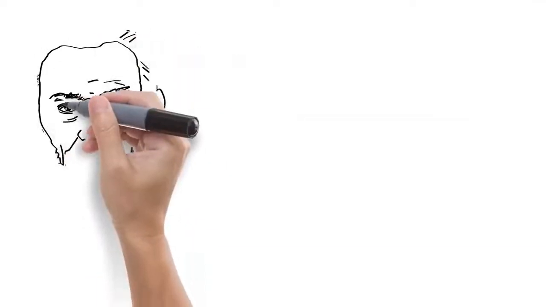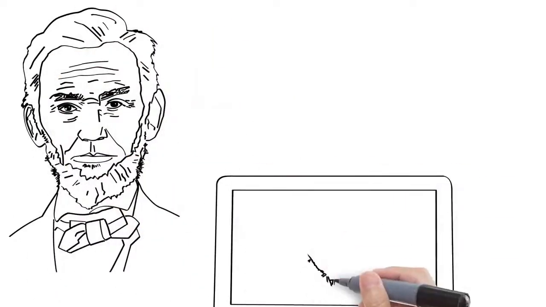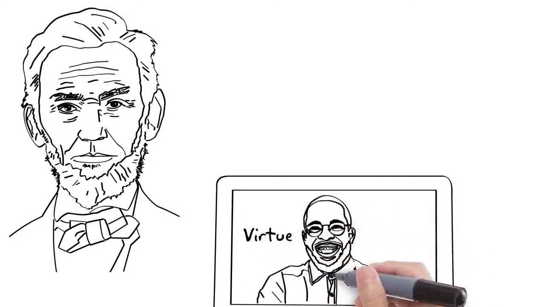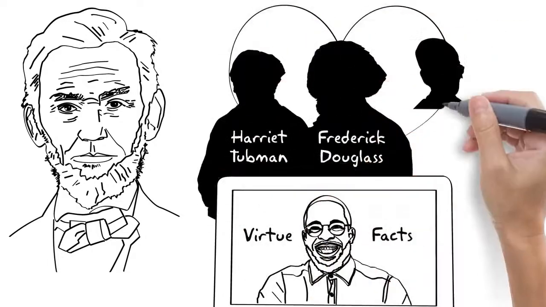In history, Maya participates in a lesson on Lincoln's House Divided speech. Mr. Baldwin annotates the text on screen while asking the students questions about virtue as well as facts. Maya loves this speech and feels inspired by the abolitionist's courage.